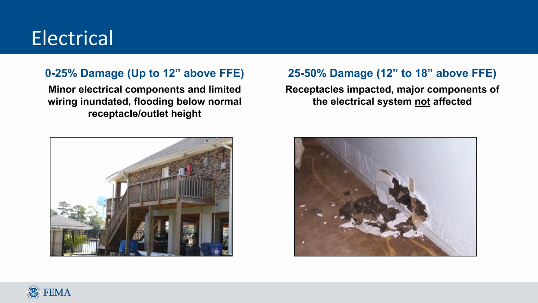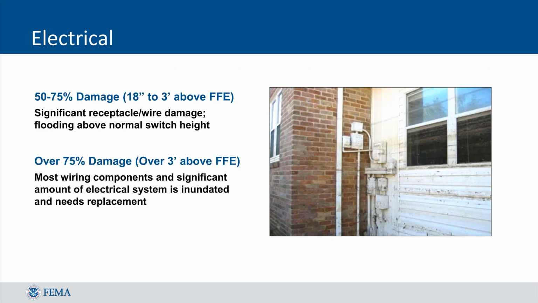When floodwaters rise above the receptacles and outlets, homes will likely be in the 25 to 50% damage level. Since most standard outlets are at 18 inches, this is the typical flood level to be on the lookout for when analyzing a structure to determine if outlets have been impacted. When flooding exceeds 18 inches or there is more significant damage to major components of the system, the damage level may reach into the 50 to 75% range.